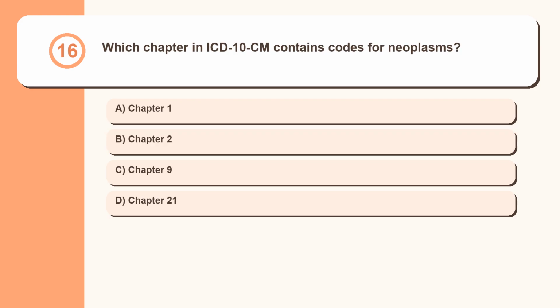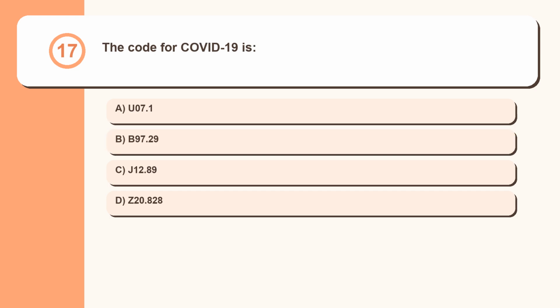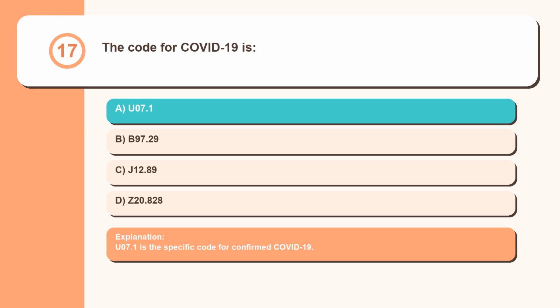Question 16. Which chapter in ICD-10-CM contains codes for neoplasms? Chapter 1, Chapter 2, Chapter 9, Chapter 21. Chapter 2, C00 to D49, covers neoplasms. Question 17. The code for COVID-19 is U07.1, B97.29, J12.89, Z20.828. U07.1 is the specific code for confirmed COVID-19.